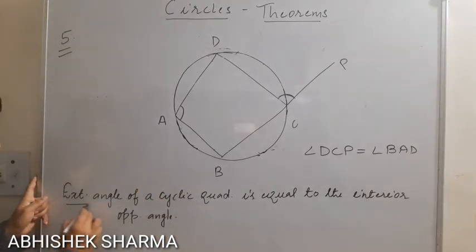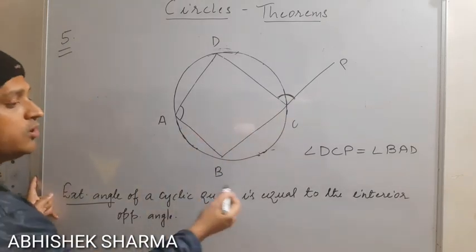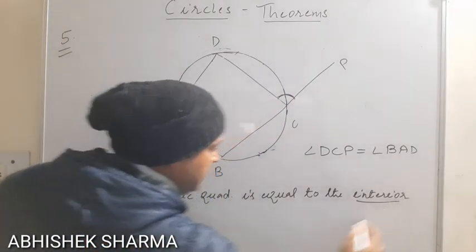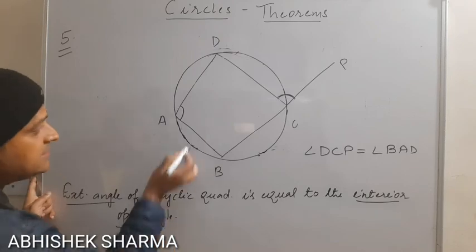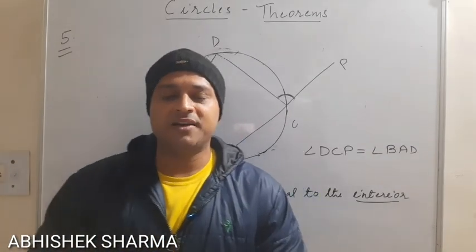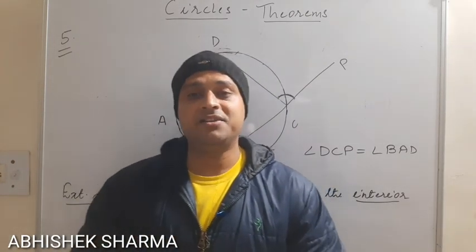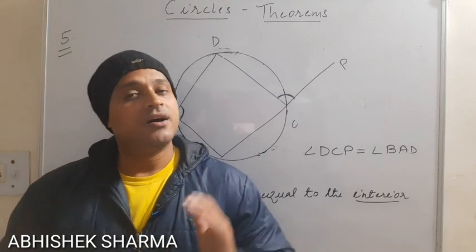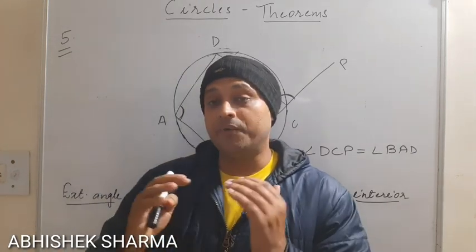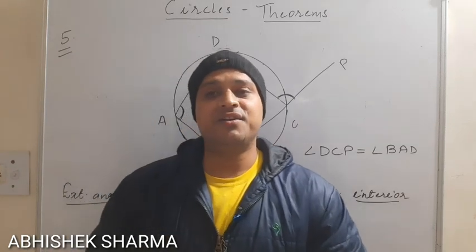This is exterior angle, this is exterior angle, and which is equal to the what? Interior opposite angle. This is interior and opposite. So this is how we have done all the theorems here, at least for the exercise 18th A. For exercise 18th B, we will continue with the theorems before we should start that exercise. So now let us continue our question here.